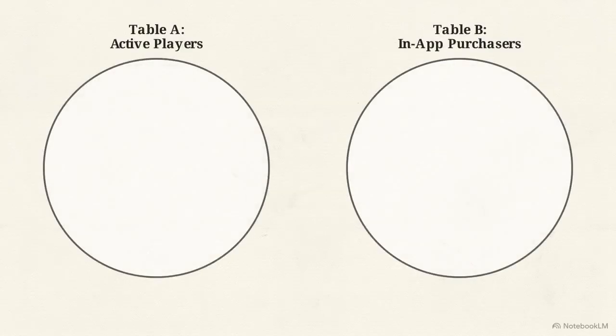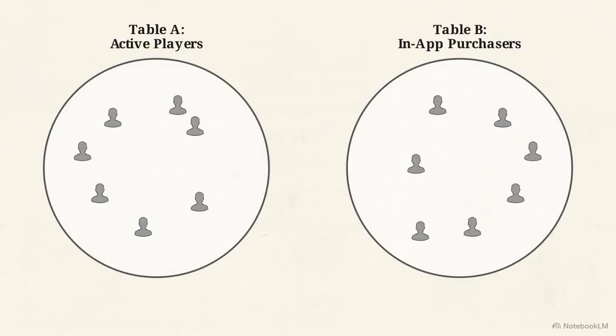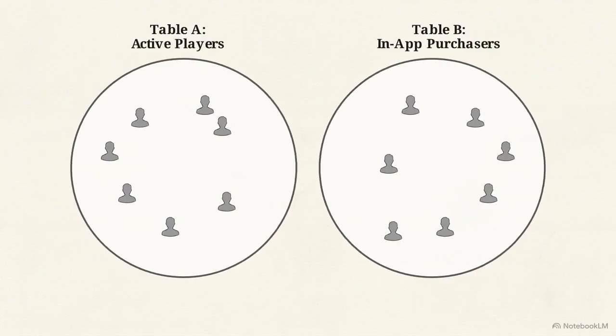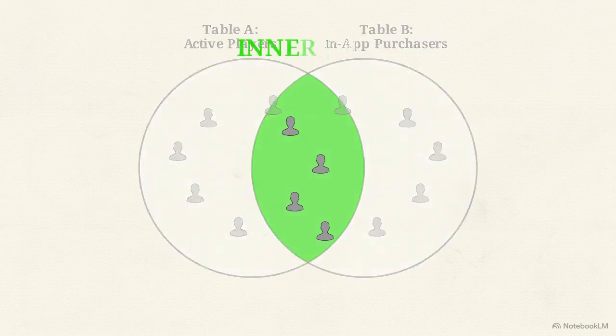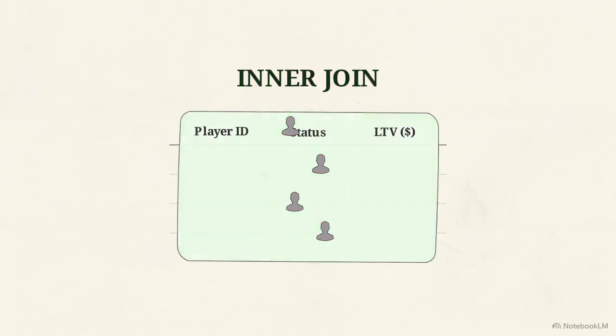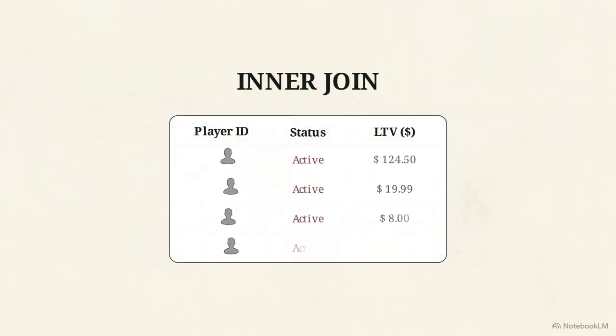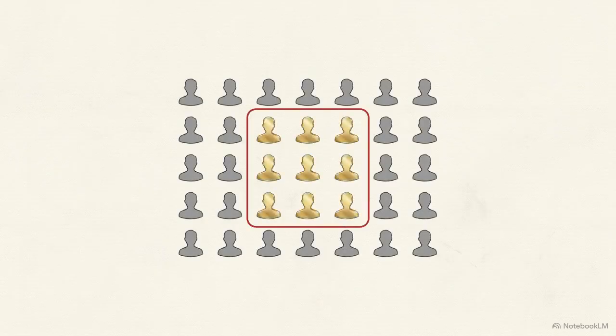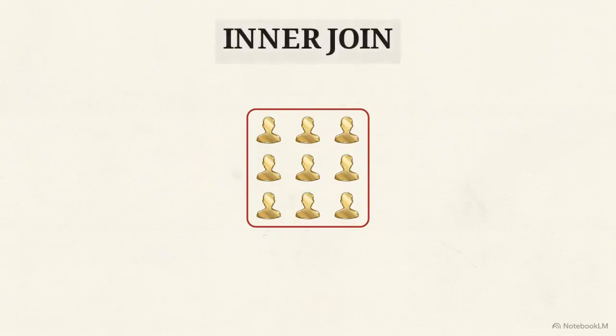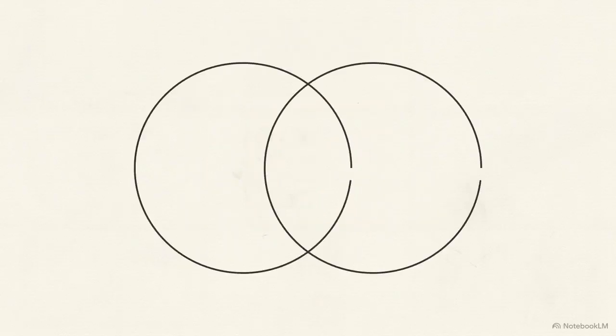Let's establish two enterprise sets. Table A represents active players, and Table B represents in-app purchasers. Notice the exact center overlap. This intersection returns only the records that perfectly match in both tables. In SQL, this is an inner join. If the marketing department asks for a list of VIPs, specifically active players who actually spend money, you run an inner join to extract that precise segment.